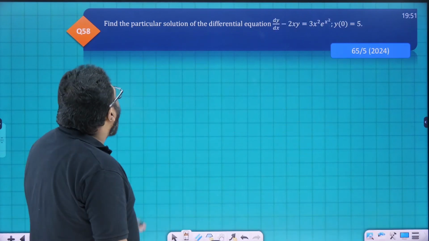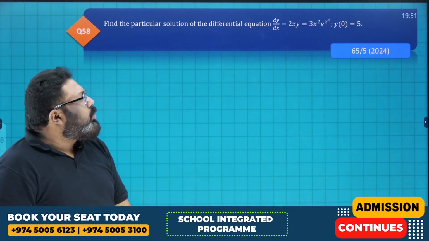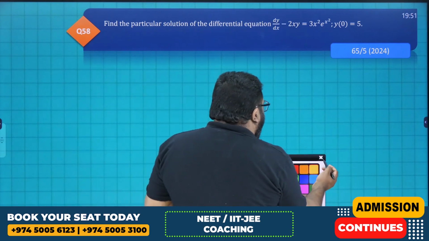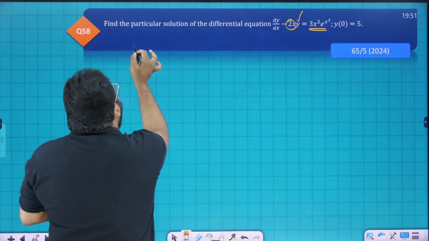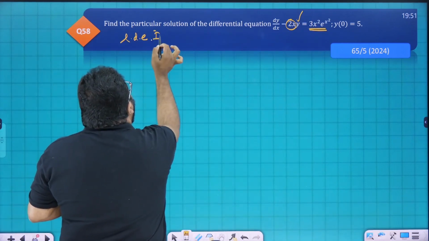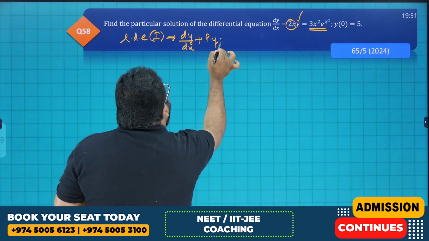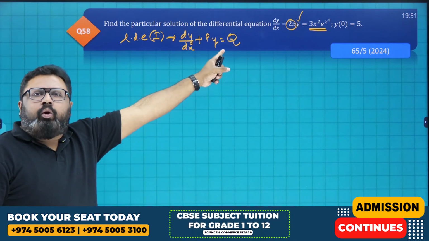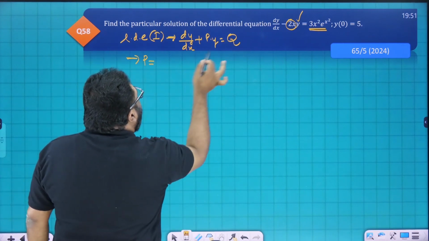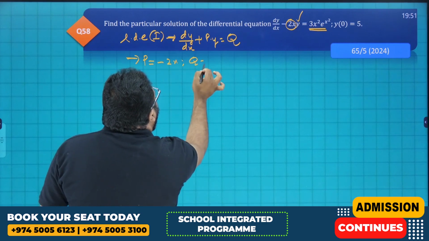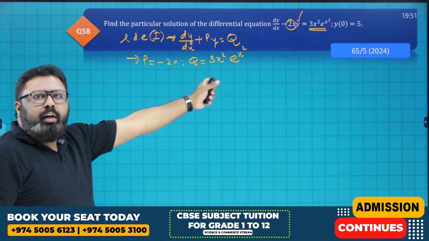Okay, next question, my dears. All of you, find the particular solution of the differential equation dy by dx minus 2xy, my dears. Not going to waste too much time. All x with a single y, LDE type 1, which says my differential equation must look like dy by dx plus py. It's a perfect match. No need to rearrange. Perfect match, my dears. That implies if you match it, p is equal to minus 2x and q is equal to 3x squared e raised to x squared. Answer done.